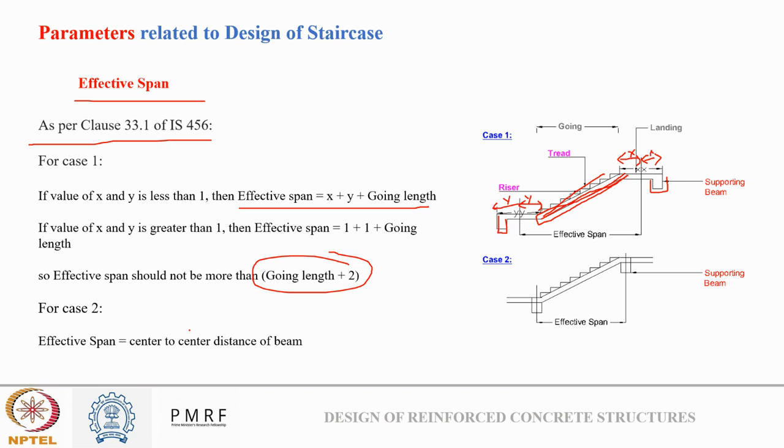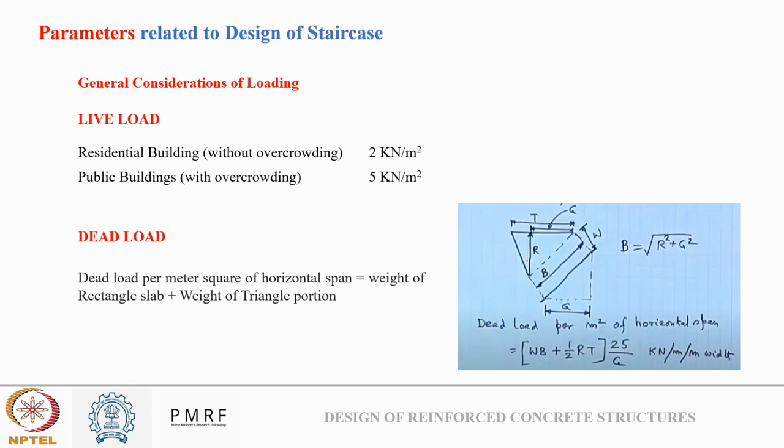And if I belong to case 2, my effective span will be the center to center distance between the beams. These are the supporting beams. The center to center distance between the supporting beams is my effective length. So effective span. All these criteria that the code defined were related to the dimensions.